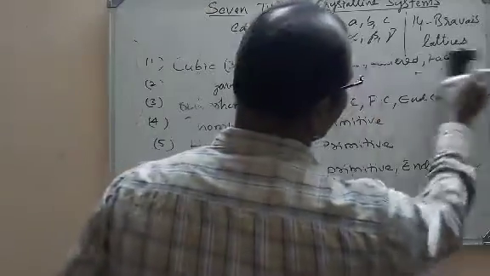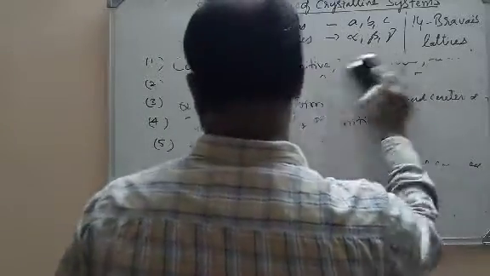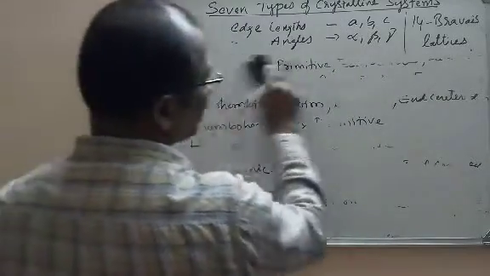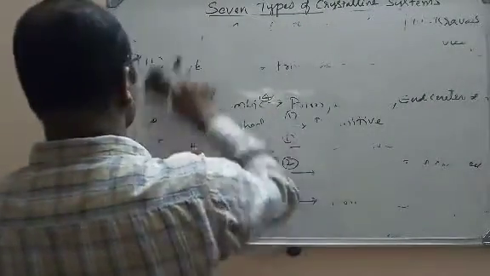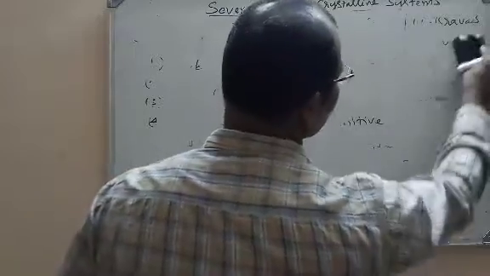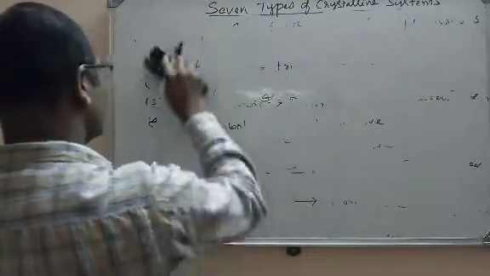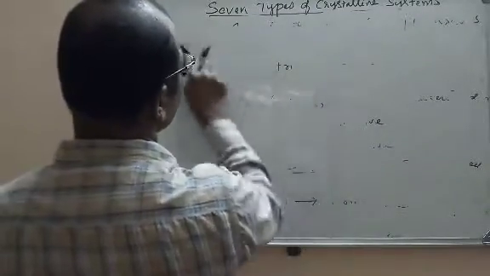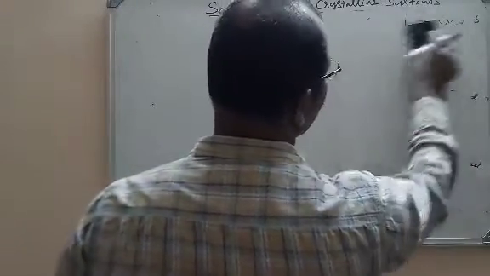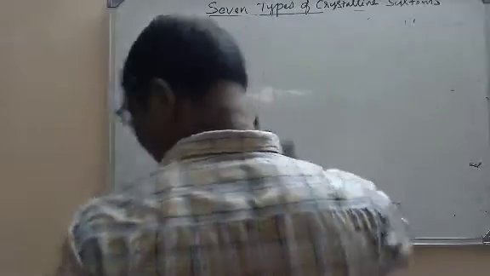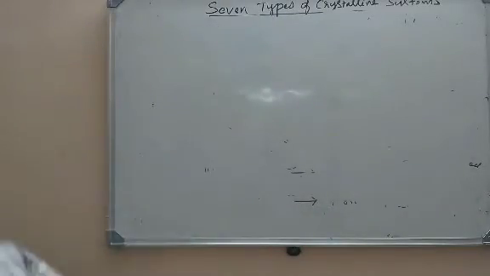So what are the 7 systems? Cubic, tetragonal, orthorhombic, rhombohedral, hexagonal, monoclinic and triclinic. How these are divided into 14 types I already explained. Now let us consider what are the cell parameters for these 7 systems here.